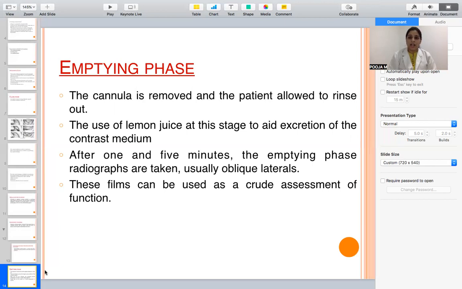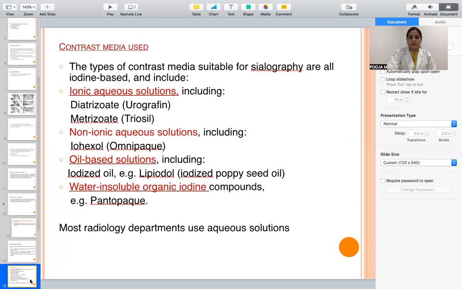Once it is done, after 5 to 10 minutes, you are supposed to take a radiograph again in the emptying phase, to know whether any remnant of the contrast medium is left out, or whether the duct is completely clear. To assess that, a radiograph is taken. Once the excretion of the contrast medium is done, this phase is all over. So that completes your sialographic technique.